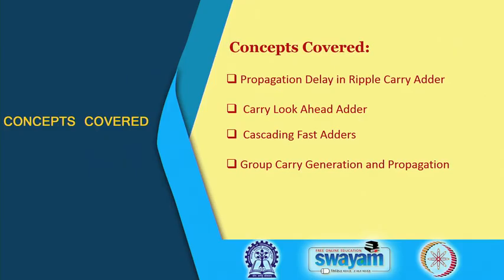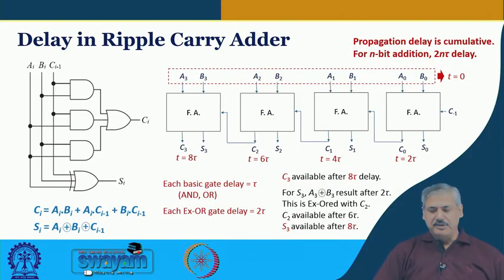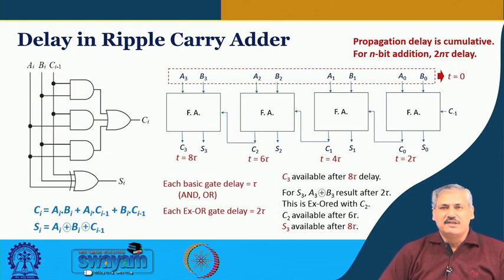So, in today's class we shall look at what the propagation delay in a ripple carry adder is and how it is calculated, and then we shall look at some circuits which give us fast addition, where the addition is done in quicker time. Addition being done means subtraction is also done when we talk about 2's complement arithmetic. So, we begin with what the delay in ripple carry addition is.